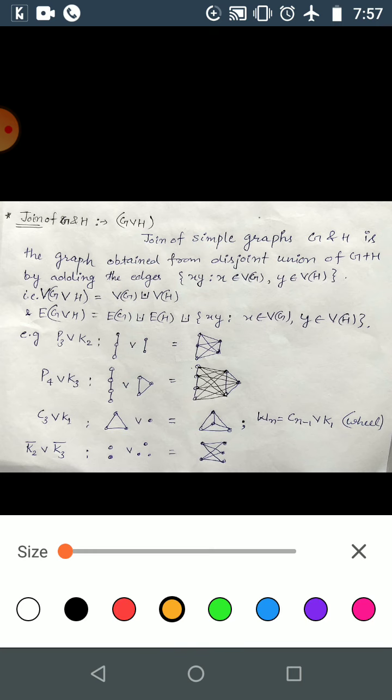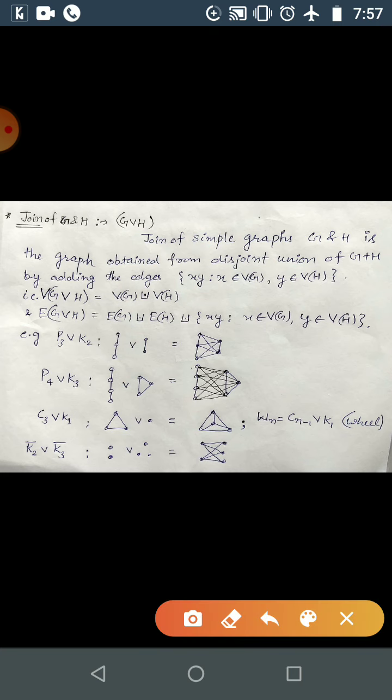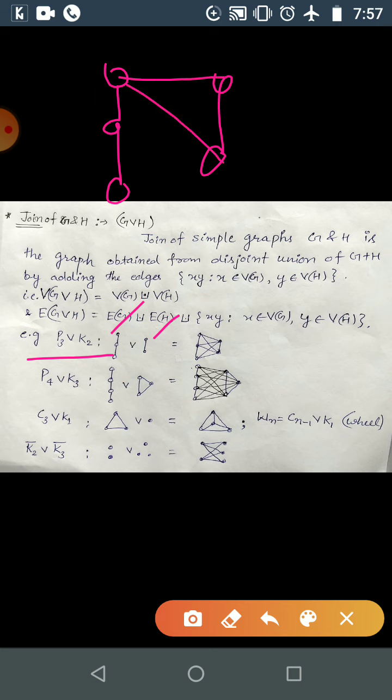Now come to P3 join with K2. Here we have written P3, and this is K2. The join will contain both graphs as well as the edges between G and H. So every vertex from G is adjacent to every vertex from H, and vice versa. So this is also adjacent, this is also adjacent, and vice versa. So this is the P3 join with K2.